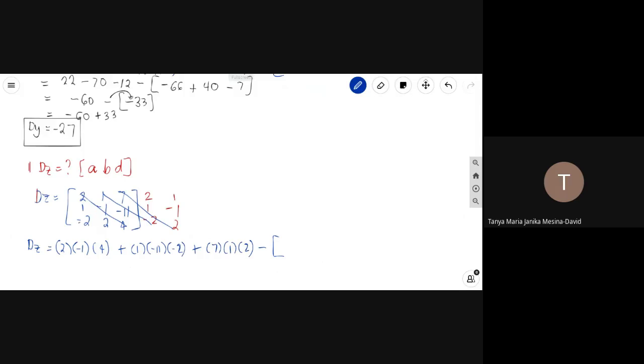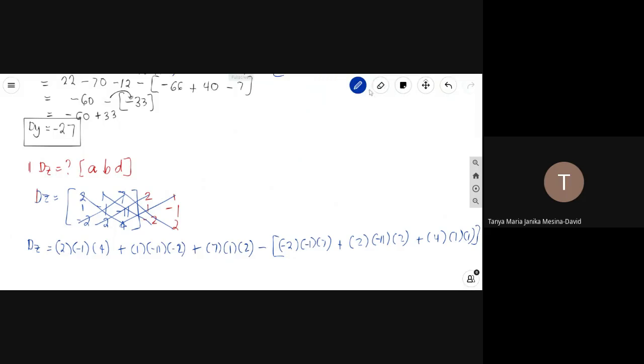the next diagonal. So when you go up, negative 2 times negative 1 times 7, plus the second one is 2 times negative 11 times 2, and plus 4 times 1 times 1. Okay.